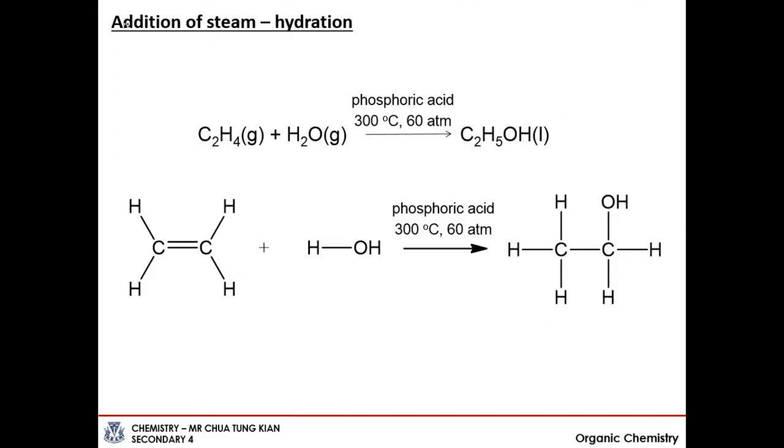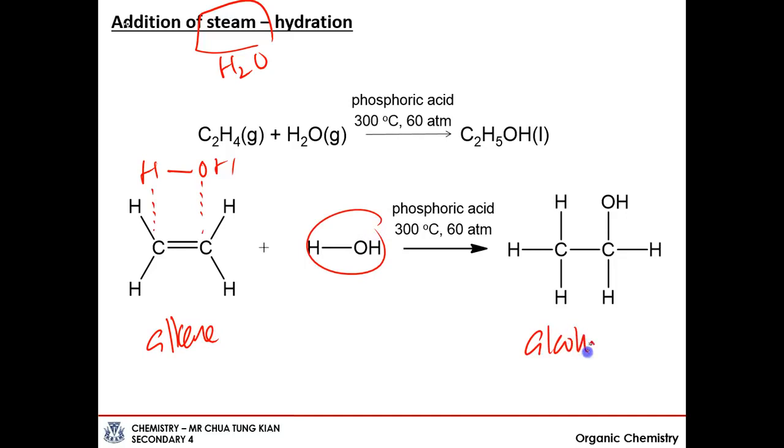The next reaction is also an addition reaction, but this time around we add steam, or water in the gaseous state. So what happens? Imagine this, HOH, we add this across. From an alkene, when we add water across, it becomes an alcohol. From alkene to alcohol. We will cover more on alcohols later on. But for now, just take note, this is ethanol. If you see ETHA, basically it means the 2-carbon alcohol.